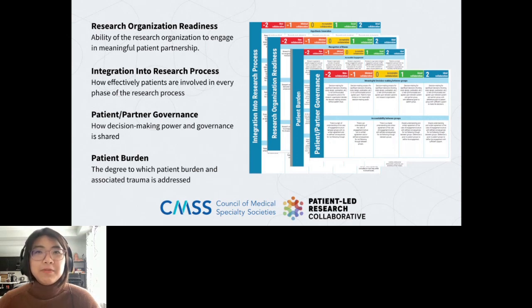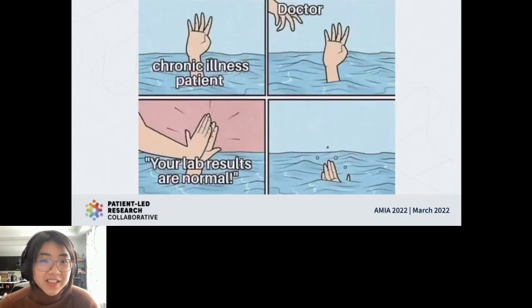And I focus particularly on the research process itself because we are a technical audience, but I also want to stress that the governance portion is equally as important in order to have an open model. This scorecard playbook is accessible on our website, but also the Council Specialty Society's website, and I'll share this link with anyone who is interested after this talk.